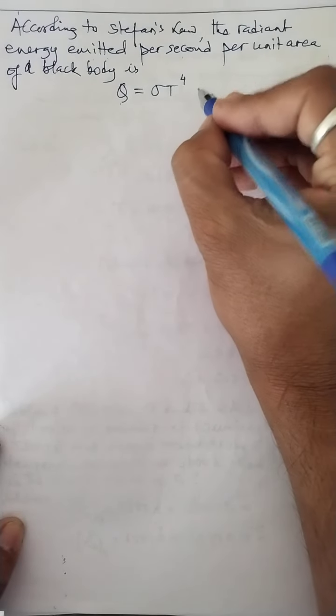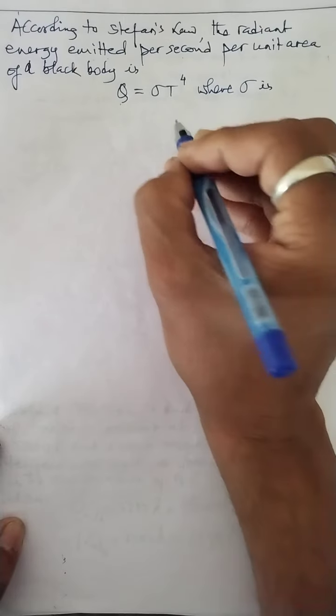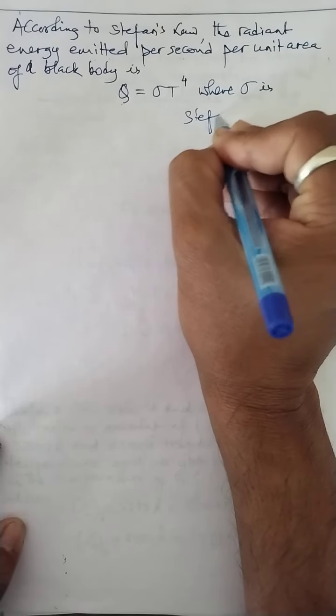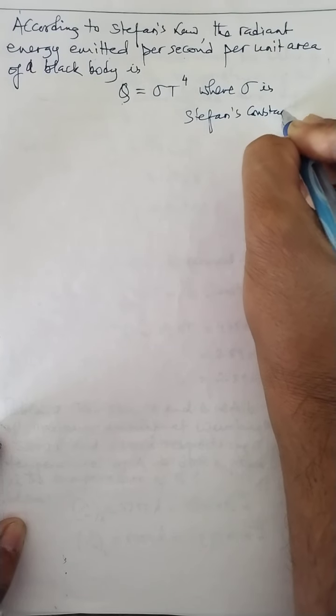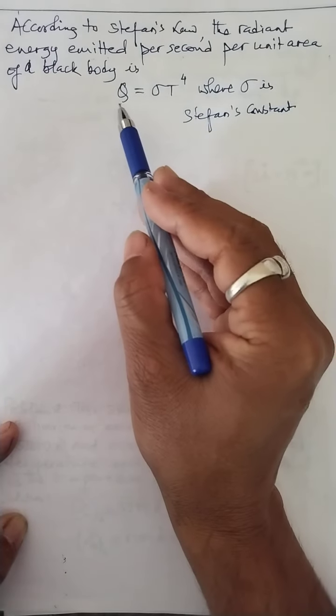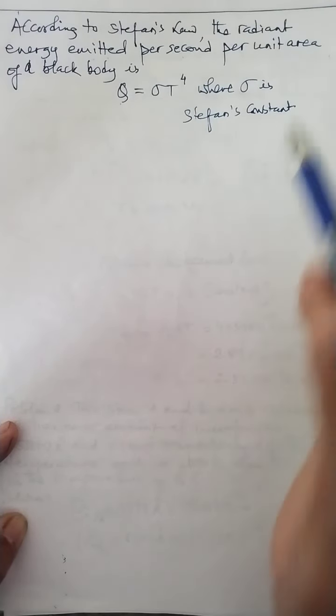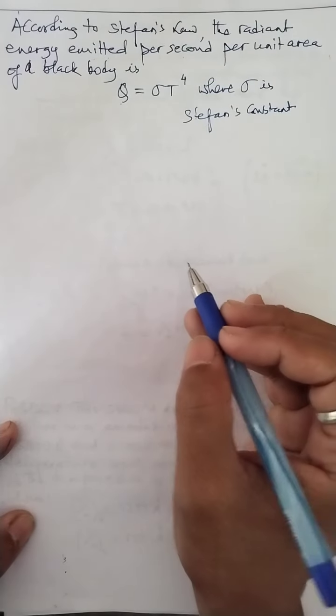And you know what is sigma out here? Sigma is Stefan's constant. Now this value is given in the question, the value of Stefan's constant is given. But actually you need to find the energy radiated per second. Now this is actually energy radiated per second per unit area of a black body. So to calculate the energy radiated per second, what do I do?